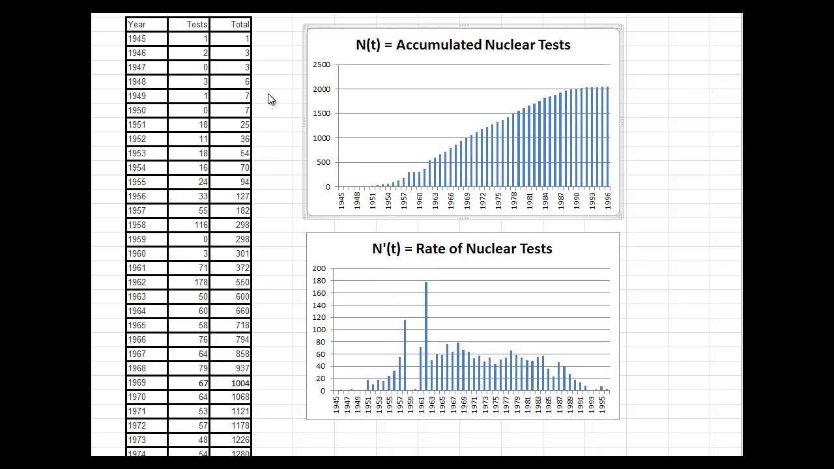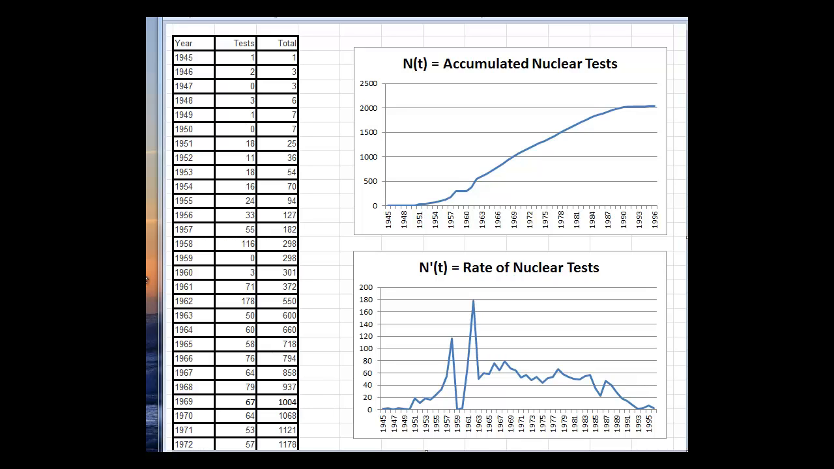Once I have the data, it's not hard to make the accumulation graph, because here in 1945 we start with 1. This was the number of tests in 1945, the rate for that 1 year. The next year there were 2, so there were a total of 3, 1 plus 2. The following year there weren't any, so the total remains 3, and then add 3 more and you get 6, and so forth. And if you add that up all the way down to 1996, then you get this graph here. This is the accumulation graph. I'm calling it N of t. It does not have the prime on it. I've switched from bar graphs to line graphs here to make it look cleaner.